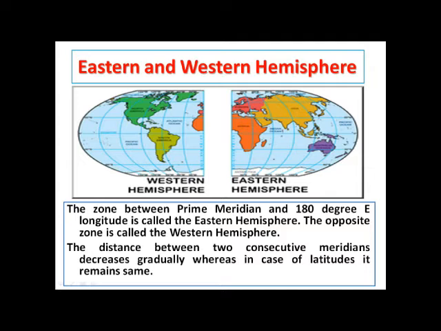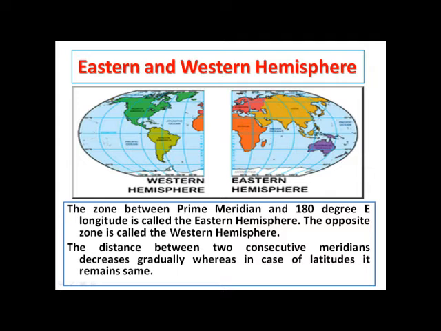As I talked about, once we complete that 0 degree and 180 degree, which is combining the zone of the prime meridian and 180 degree east longitude, it will create two hemispheres. One is the eastern hemisphere. The opposite zone is known as the western hemisphere.